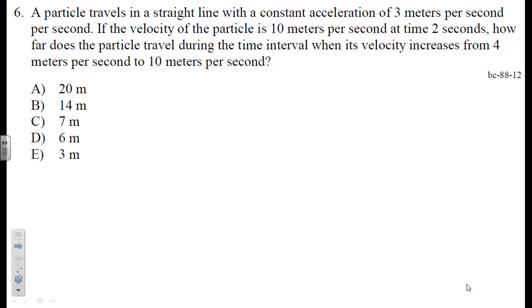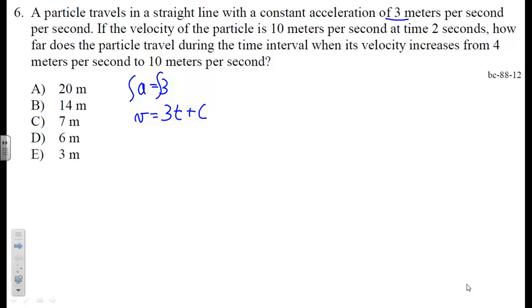Problem number 6 from our review packet. We're told that we have constant acceleration of 3 meters. So let's write that down: the acceleration is 3 meters. And then we know, of course, that we can take the antiderivative of acceleration and get velocity. And that gives us a velocity of 3t plus some constant.